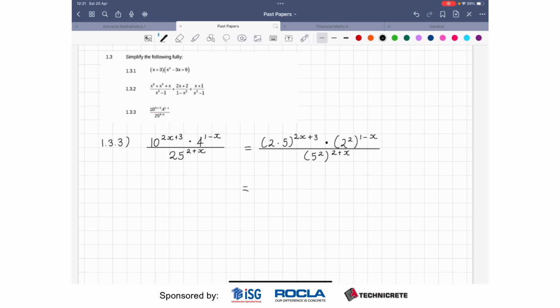So for the first one, I'm just giving each of these numbers in the product the exponents, and they're still multiplying each other. And then for this one, I'm just multiplying 2 times 1 minus x. And I do the same in the denominator. So this is now 4 plus 2x.